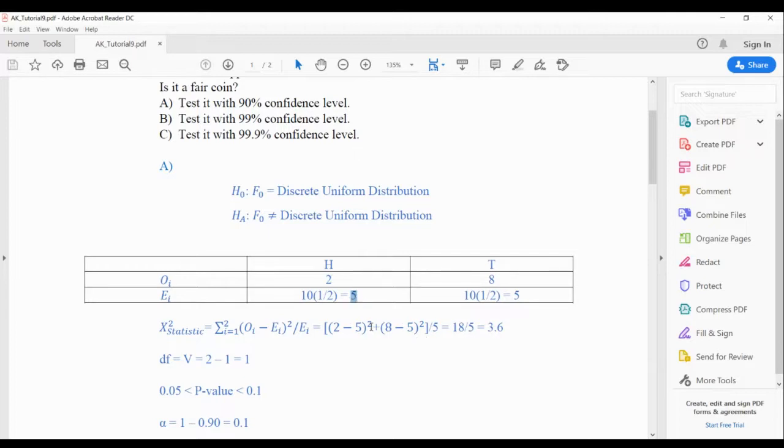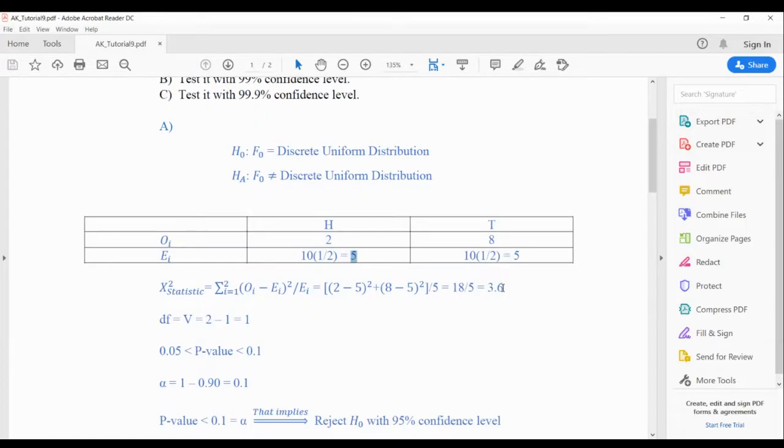So (2 minus 5)^2 divided by 5 plus (8 minus 5)^2 divided by 5, or (2 minus 5)^2 plus (8 minus 5)^2 at the end divided by 5, and you will have 3.6. Okay, so this is your test statistic, and based on that, we want to calculate the p-value.